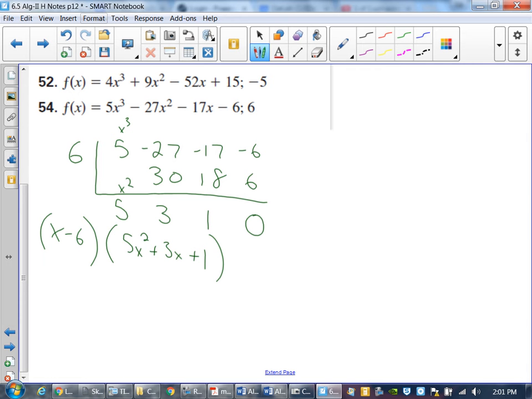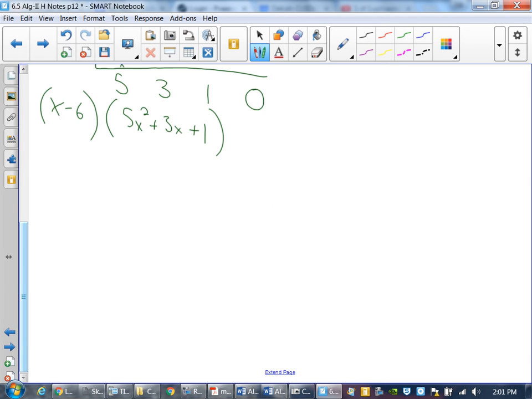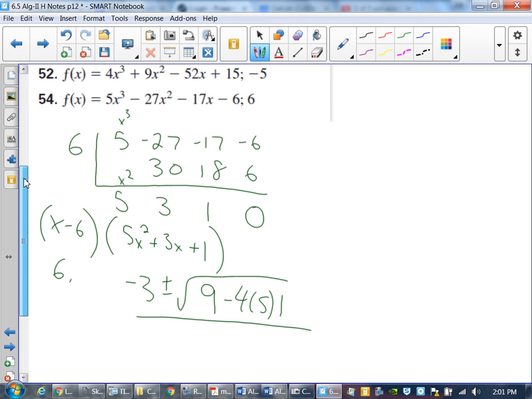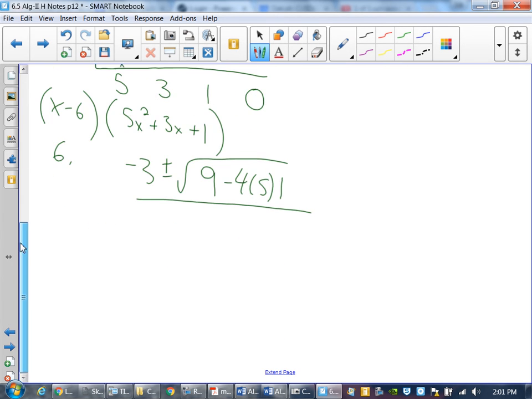What times what is 5 that you add together to get 3? Nothing. So you use the quadratic formula. I did, and I got this fraction. That's fine. It's okay. So we know we have a 0 at 6. Our other ones will be at negative 3 plus or minus the square root of 9 minus 4 times 5 times c, negative 11. I got that. Check. And that's all over 2a.